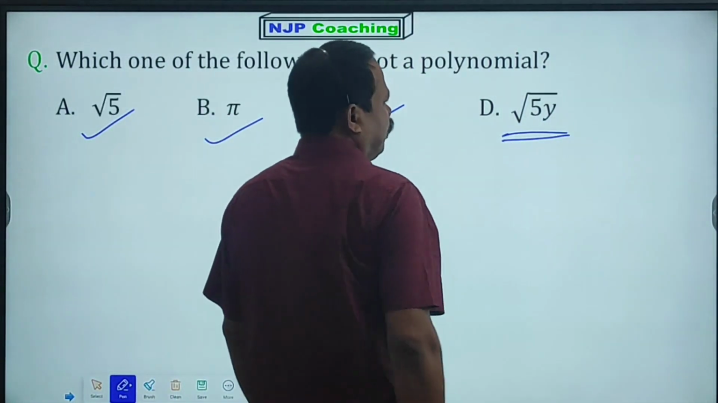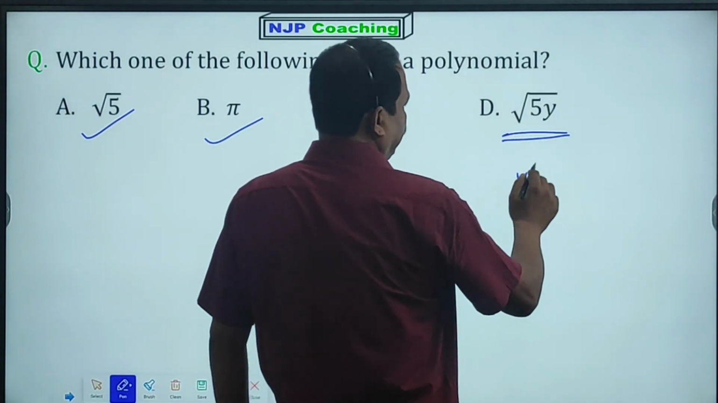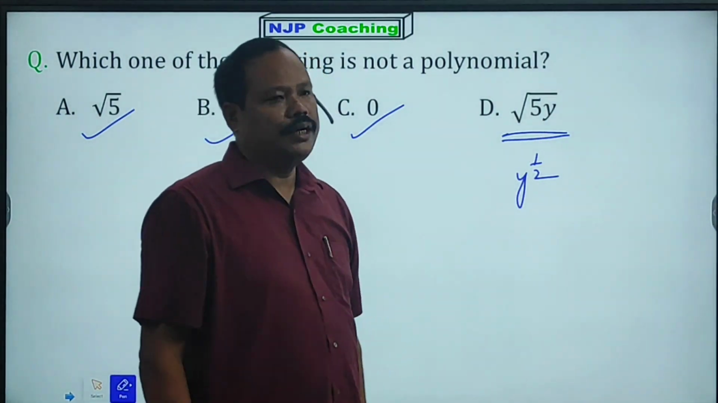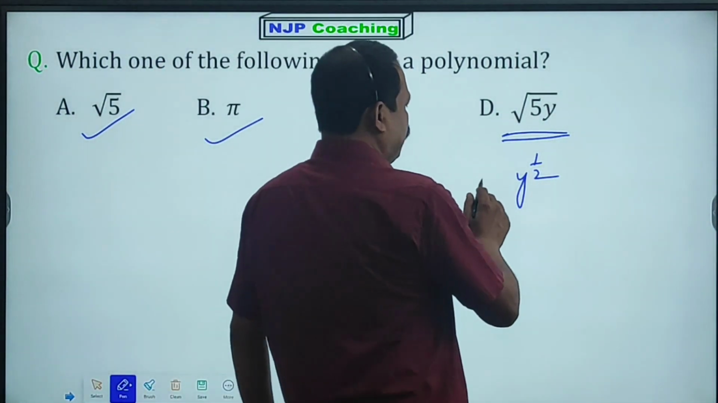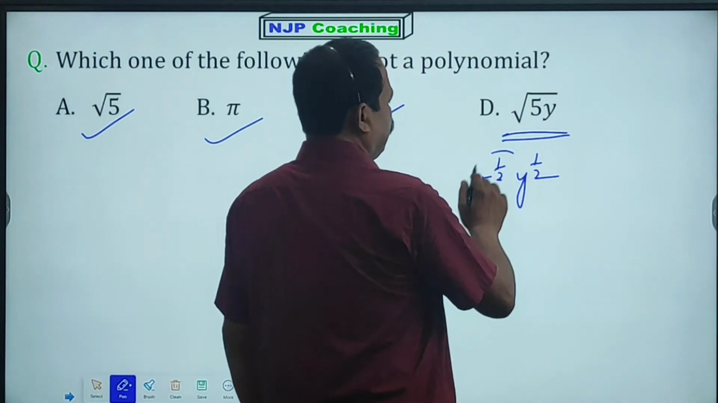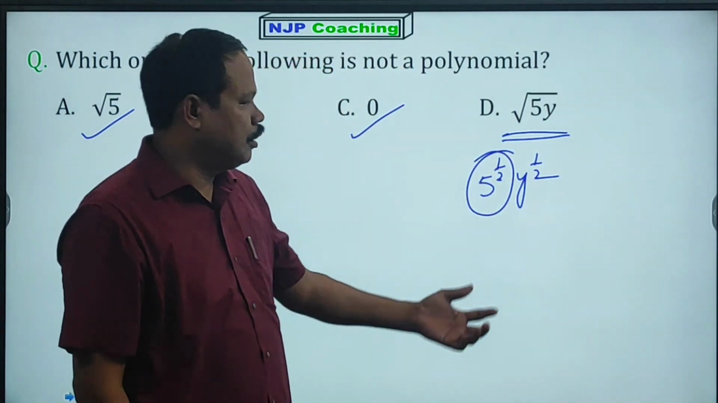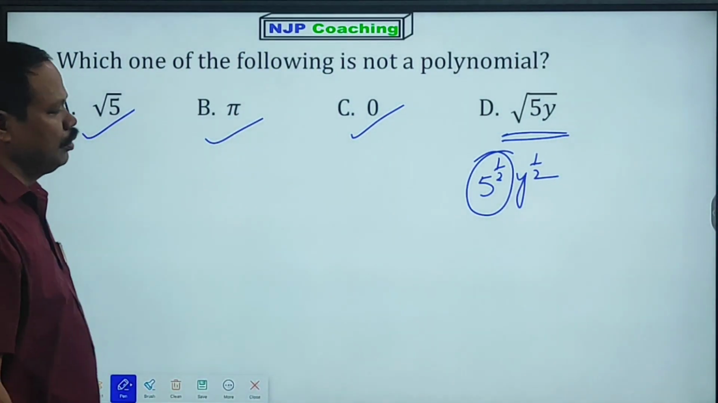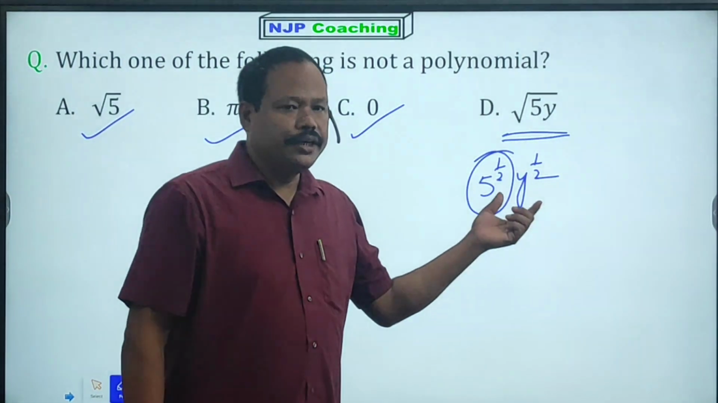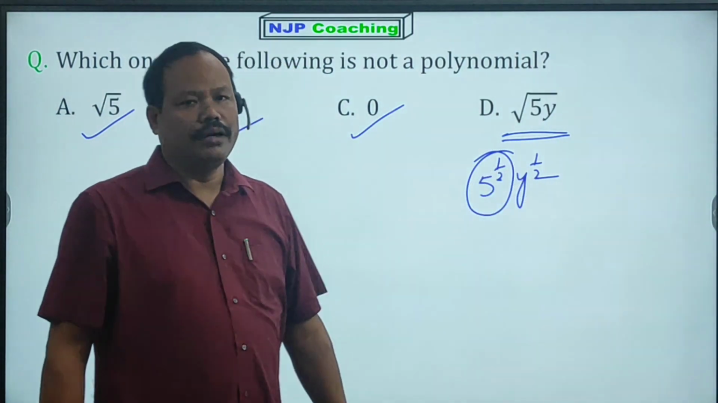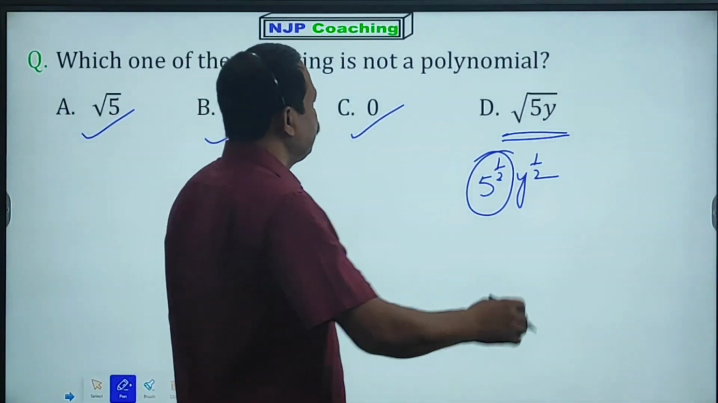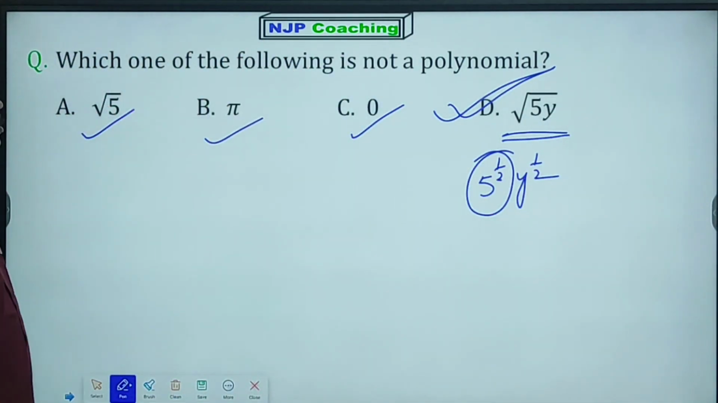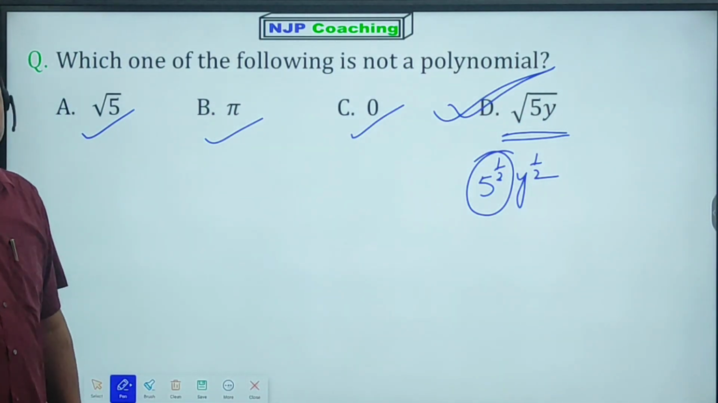This is not a polynomial because what is the power of y? y to the power half. Square root of 5y means 5 to the power half, y to the power half. This is the coefficient, but what is the power of the variable? Half. So if the power of the variable is not a whole number, then that is not a polynomial. So our right option is D. Root over 5y is not a polynomial.